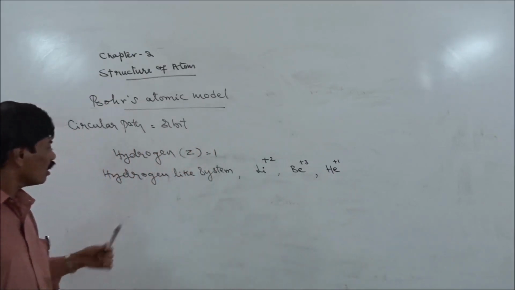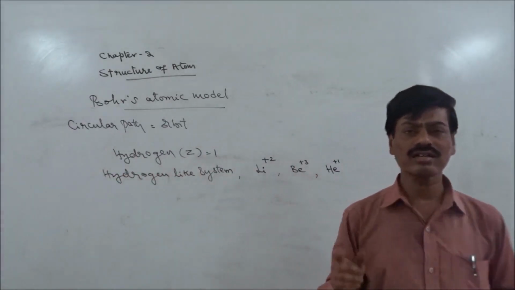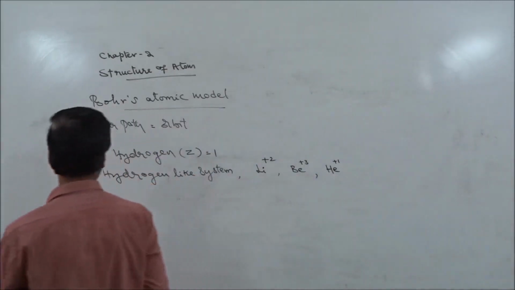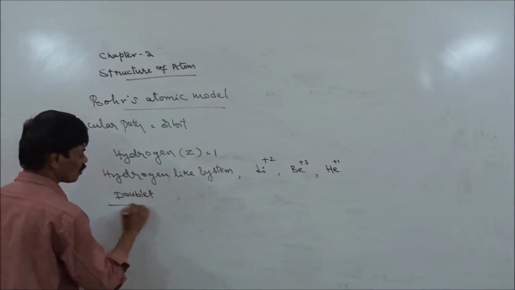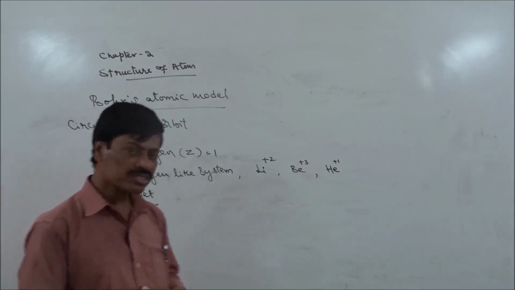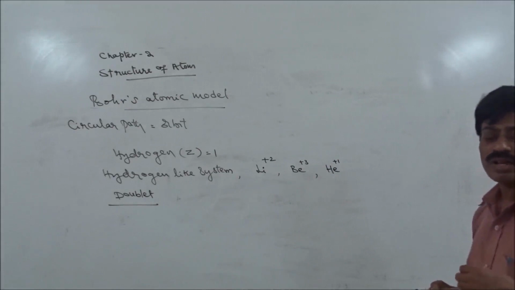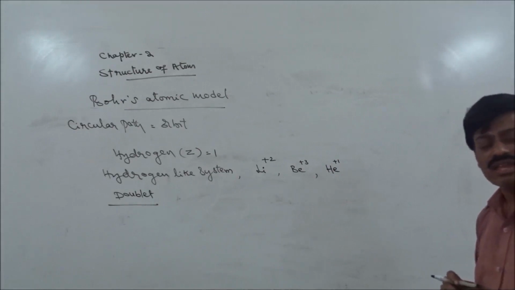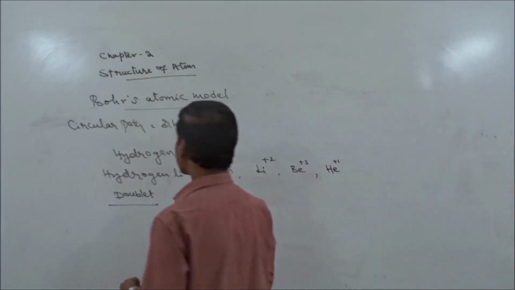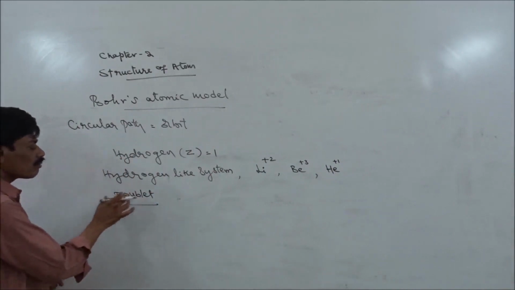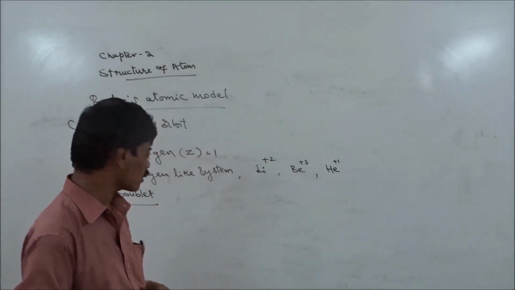Next, in the hydrogen spectrum itself, there are 2 lines which are lying very close to each other. That is called doublet. Doublet means double, means 2, right? So here 2 spectral lines in the hydrogen spectrum lie very close to each other, that is called doublet. And Niels Bohr could not explain the doublet due to those 2 closely lying lines in the hydrogen spectrum.